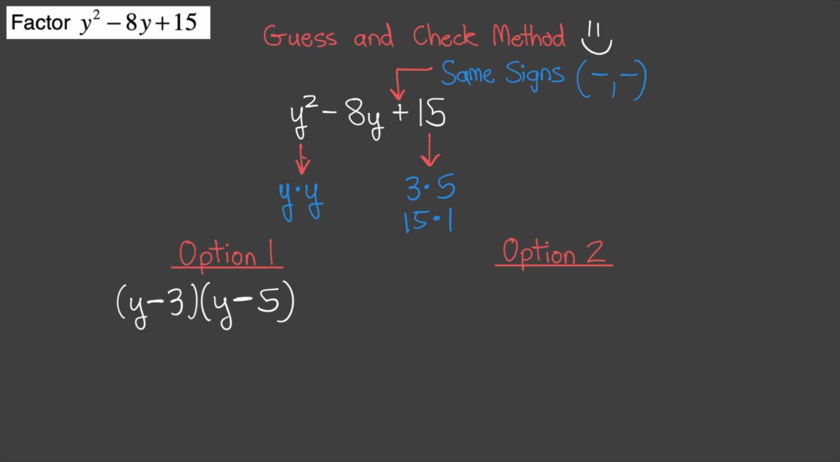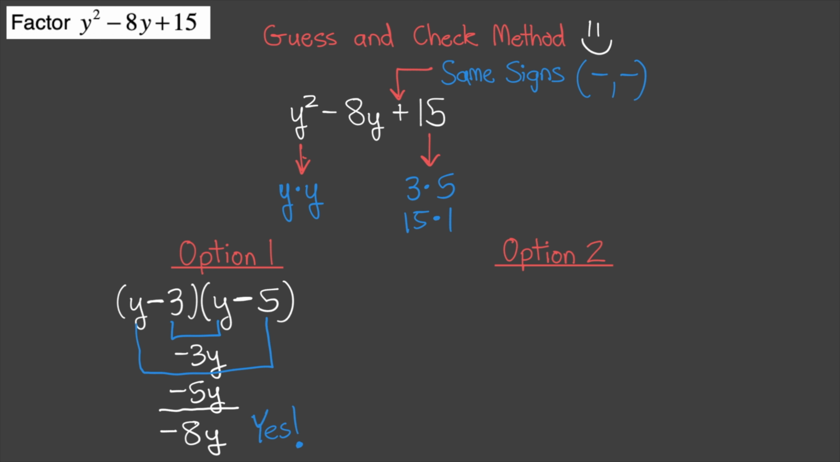All right, so let's check to see if this could work. We're going to do the inner and then the outer, and they have to add up to negative 8y if they work. So let's try the inner. So the inner is negative 3 times y, which is negative 3y. Then the outer is y times negative 5, which is negative 5y. So I'll write that here. And then these add up to, so negative 3y plus negative 5y is negative 8y. And what do you know? That happens to be the middle term. So we got it right on our first option here. So I'll put here yes, so this works.